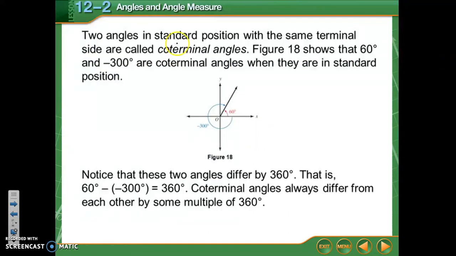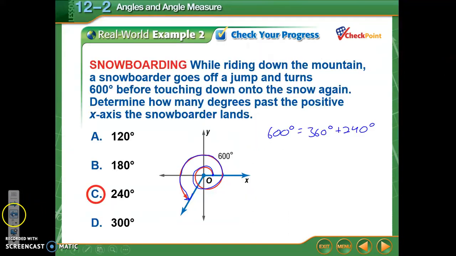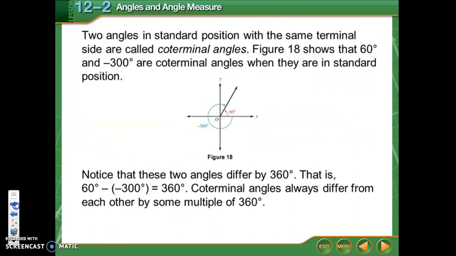All right, notice that what I was saying before, if we look at this angle, if I don't draw all of these rotations in the middle, it would be easy for a 600-degree angle to look like a 240-degree angle, right? They end at the same place. Angles that happens to are called coterminal angles. Coterminal angles have the same terminal side.